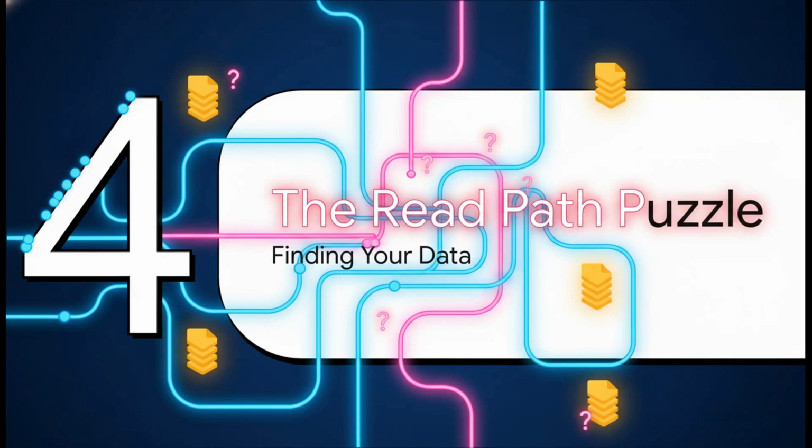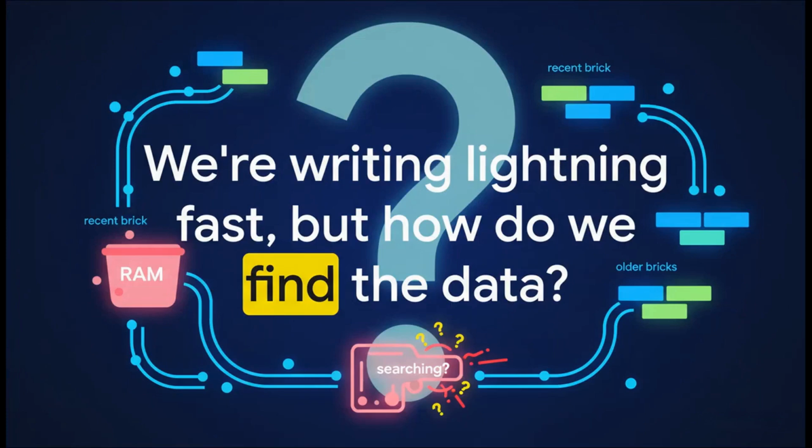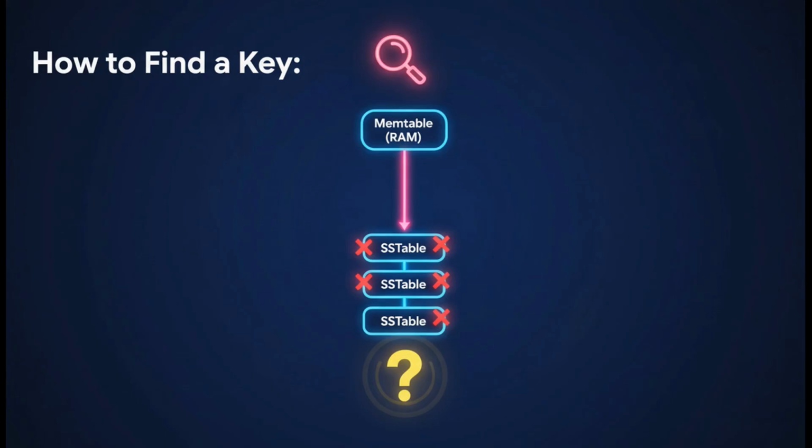So we've solved for ridiculously fast writes. But we've kind of created a new puzzle for ourselves. With all these little files piling up everywhere, how on earth do we find anything? This is the critical question. If the latest version of my data could be in the RAM bucket, or maybe in the newest brick we just made, or one of the hundreds of older bricks, how would we find it without searching forever? Well, the process is pretty logical, but it sounds kinda slow at first. First, you check the fastest place, the memtable in RAM. Not there? Okay, check the newest SSTable on disk. Still not there? Check the next oldest one, and the one before that, and so on. You can see how this could take a really long time, right?